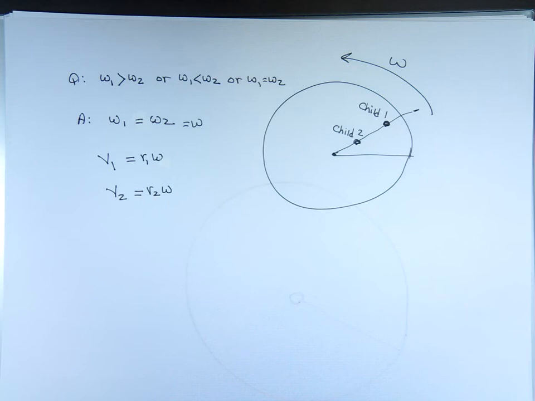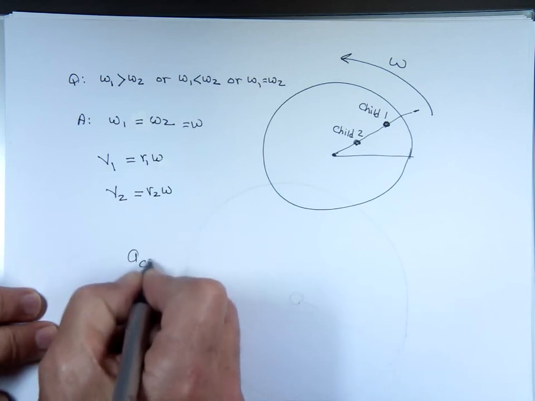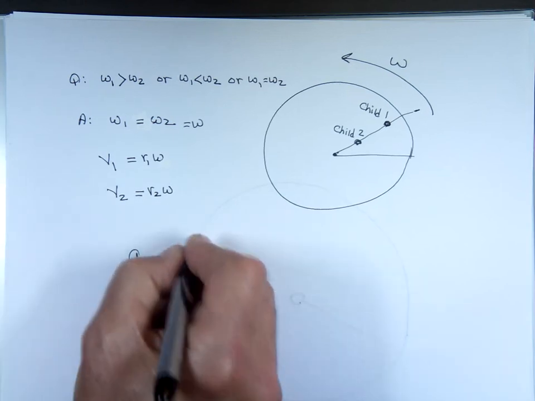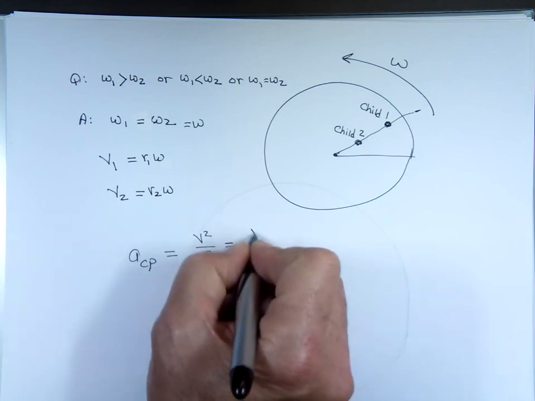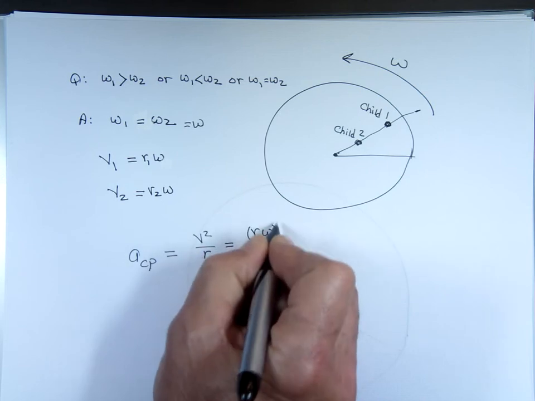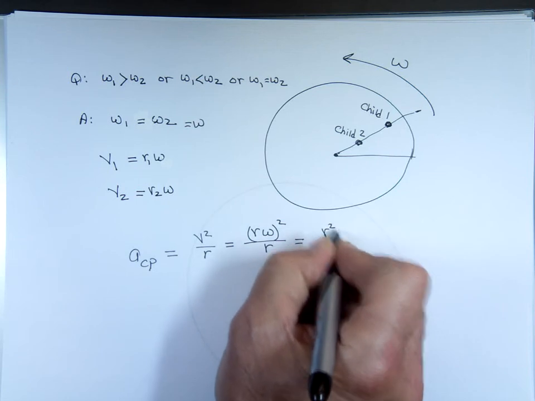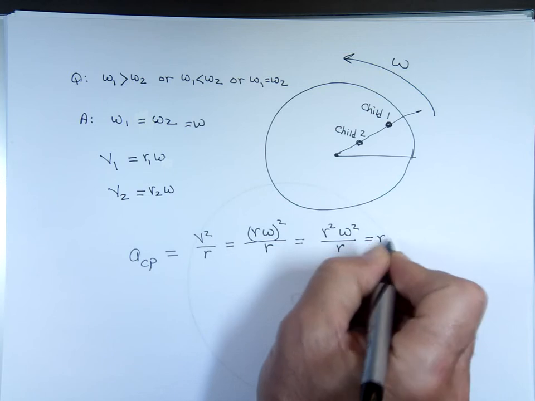And if you remember when we talked about rotation a while ago, we talked about something called centripetal acceleration, ACP. We said centripetal acceleration is v squared over r. Since v equals r times w, that's r squared w squared over r, which ends up as r times w squared. That's how you calculate the centripetal acceleration.